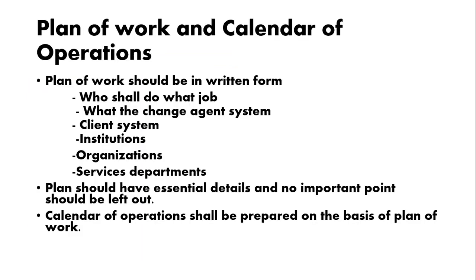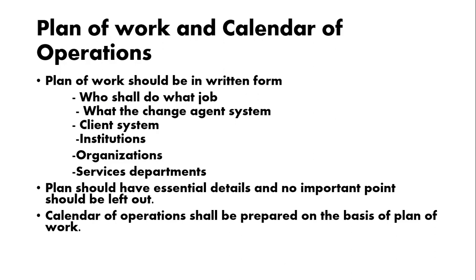Planned outcome. Next are the plan of work and calendar of work. You have to develop the plan of work, and it should be written down. You have to write who shall do what jobs, who the people doing these jobs are, and what kind of jobs they have to do. What are the change agent system, client system, the institutions, the other organizations involved, and the other service departments? So these are the plan of work and calendar of operations.